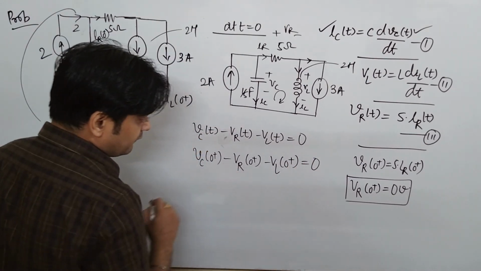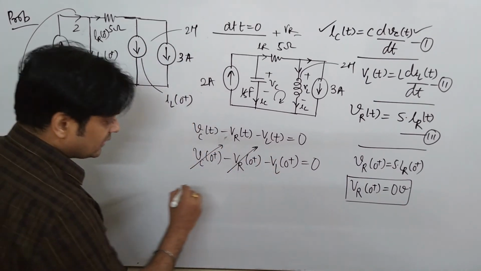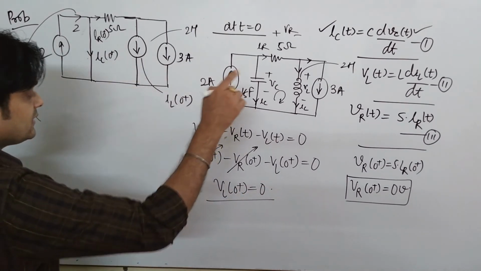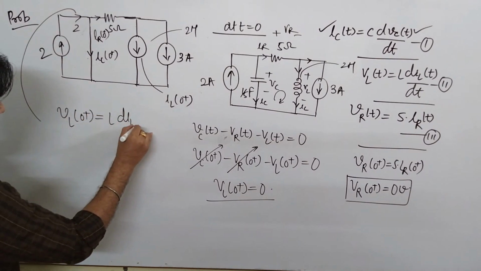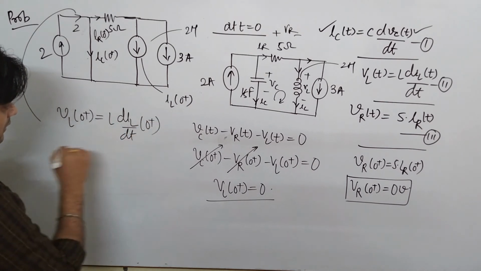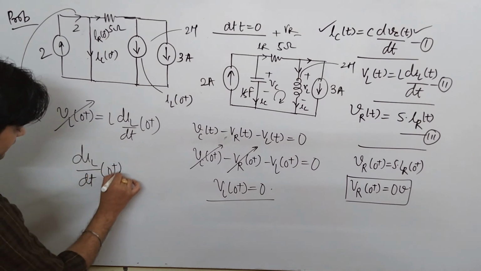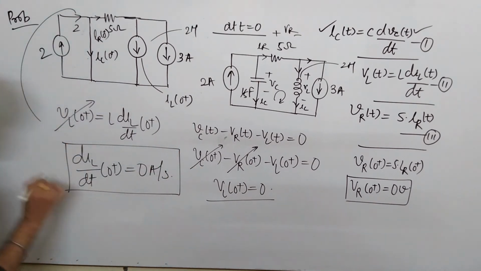You have already found the value of VR 0 positive. It is 0. VC 0 positive you have already found in the initial condition is 0. So the value of VL 0 positive comes to be what? It is 0. So once it is 0, you can say that VL 0 positive is equal to L dIL by dt at 0 positive. So if this value goes 0, you can say that dIL by dt at 0 positive comes to be 0 ampere per second. Very important. So we have found this value also, that is dIL by dt at t equal to 0 positive.